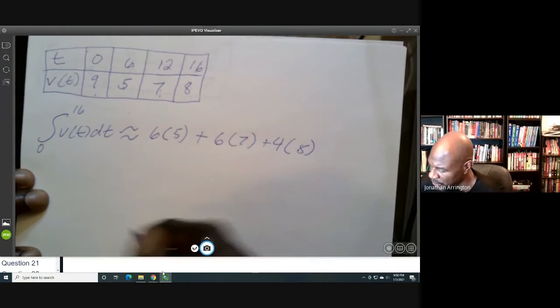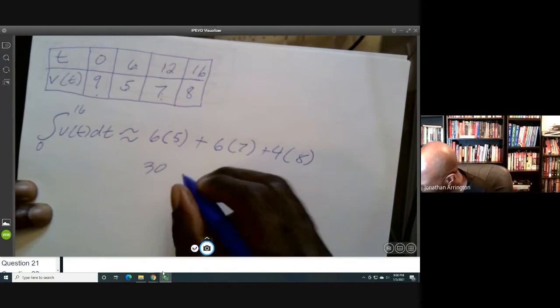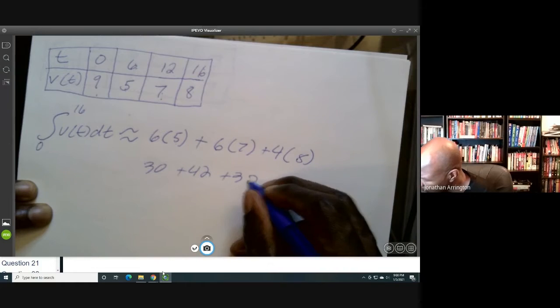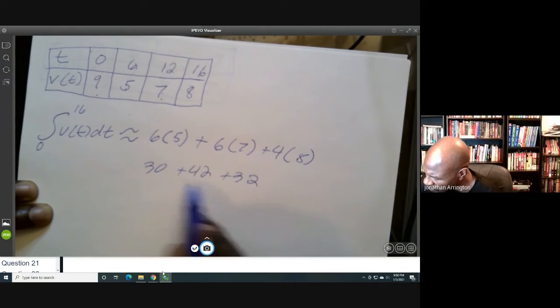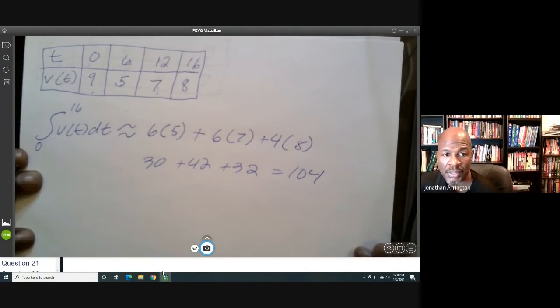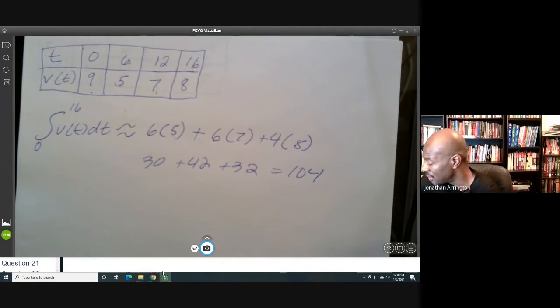All right, so let's go ahead and do the arithmetic and get this answer. So this is 30, this is 42, this is 32. So that's 74 and 30, that's 104. All right, so we explained a little bit on this first one because this is the first table one we went over, and the subsequent ones we're going to go through a little more quickly.